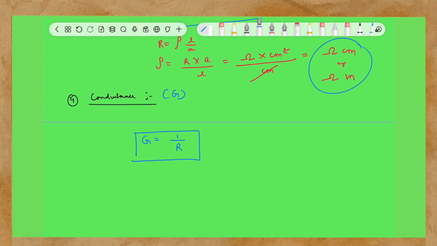Now to define it, we define it as a measure of ease with which current flows through a conductor. That's why we are writing conductance as the reverse of resistance.